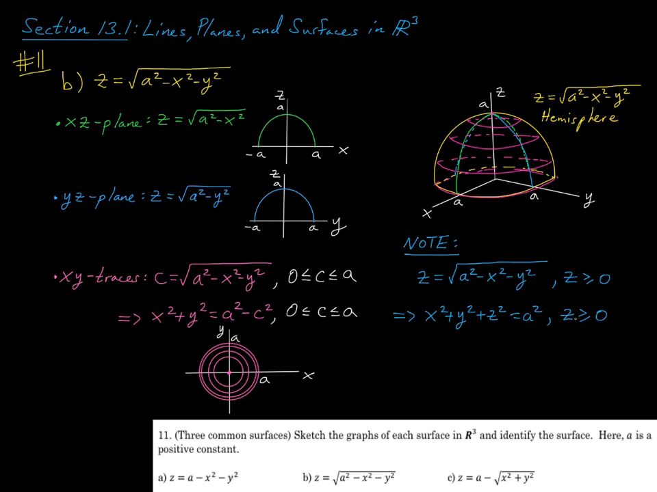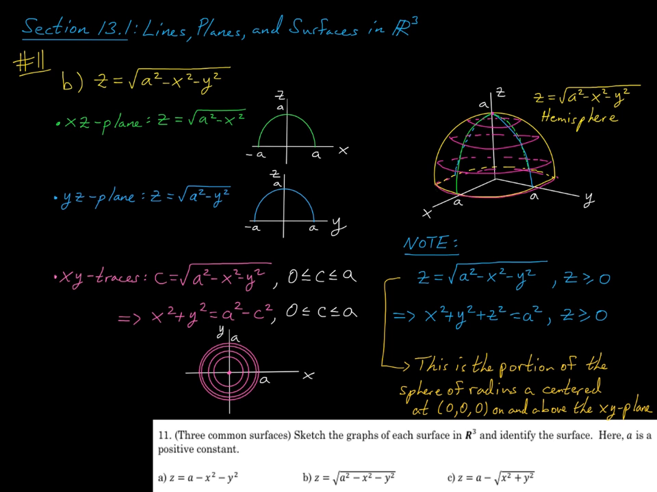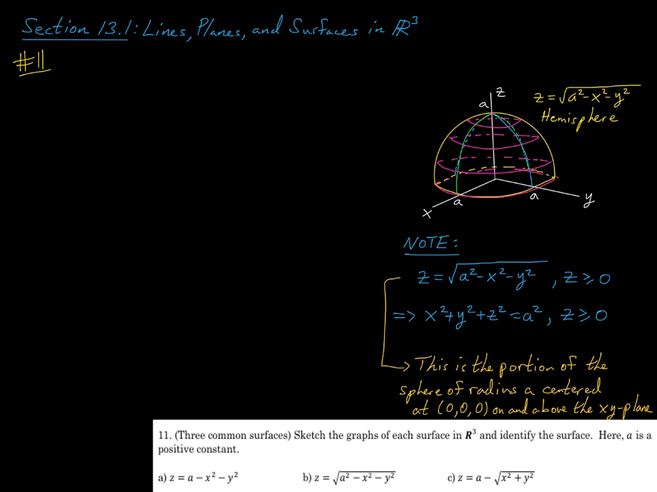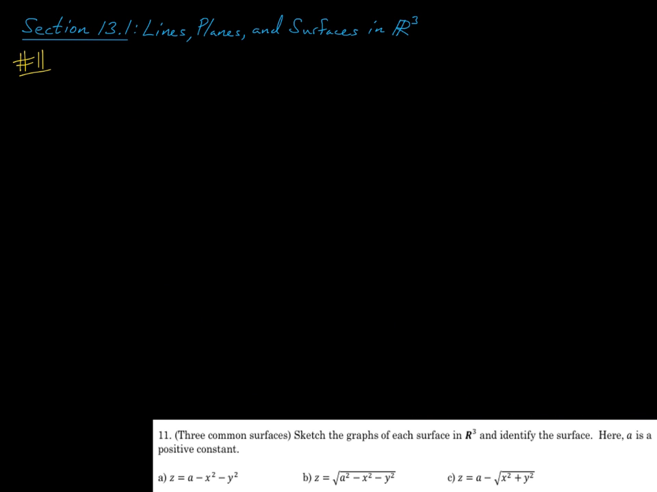But because of this restriction on z, we're actually only getting the portion of this sphere that's on and above the xy plane. So in other words, we're getting this hemisphere. So I note that here. This is the portion of the sphere of radius a centered at the origin on and above the xy plane. All right, great. And so now for the last part, this is part C.